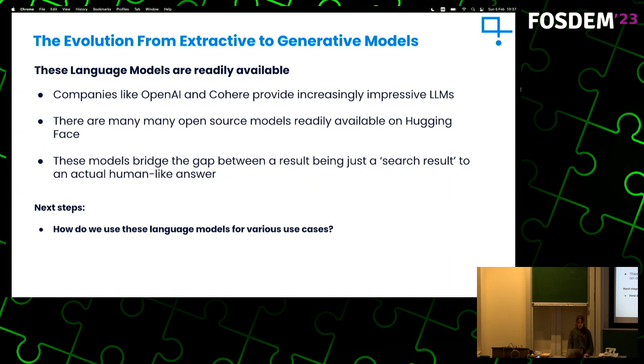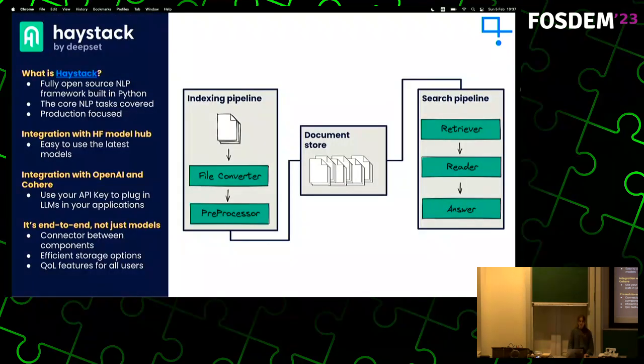So now let's look at how we use these language models for various use cases. For that, I want to talk about Haystack. This is why I'm here. So Haystack is an open source NLP framework built in Python. And what it achieves is basically what this picture is trying to show you.